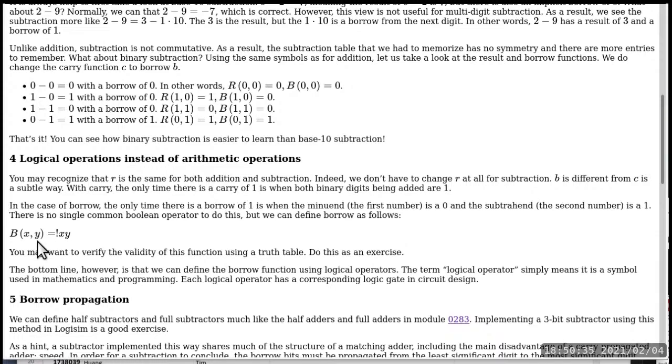Indeed, it is. But the bottom line is we can implement borrow as a function using only logic gates because we need only one NOT gate to negate the x, and then we need a conjunction, an AND gate, to take the negation of x, take y, and then the result is the borrow. And that's it.